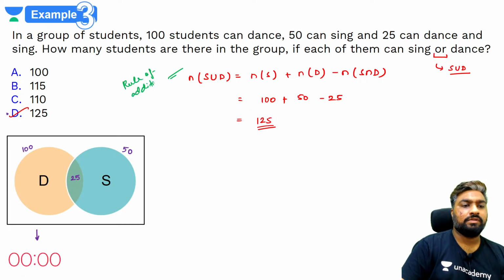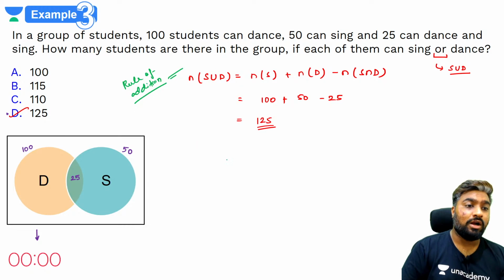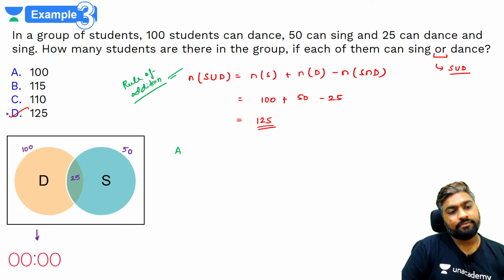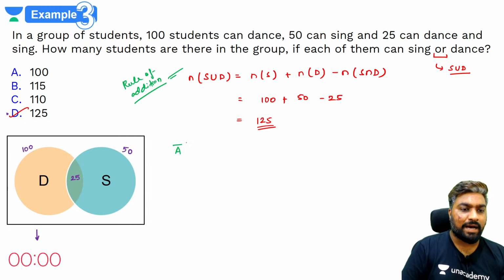Agreed, guys? Now what I want to show you is an alternative way of doing it. Only A. This is called only A. If I put a bar on top of it, it means only A. If I put a dash in front of it, it means complement. Okay. So only A will be what?